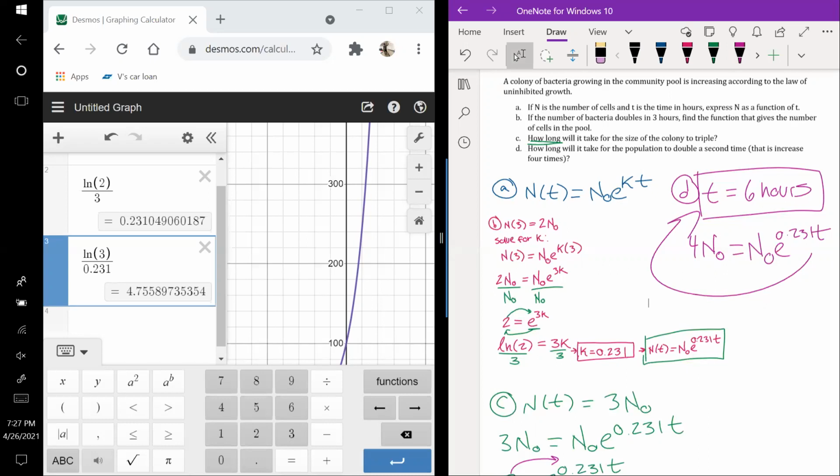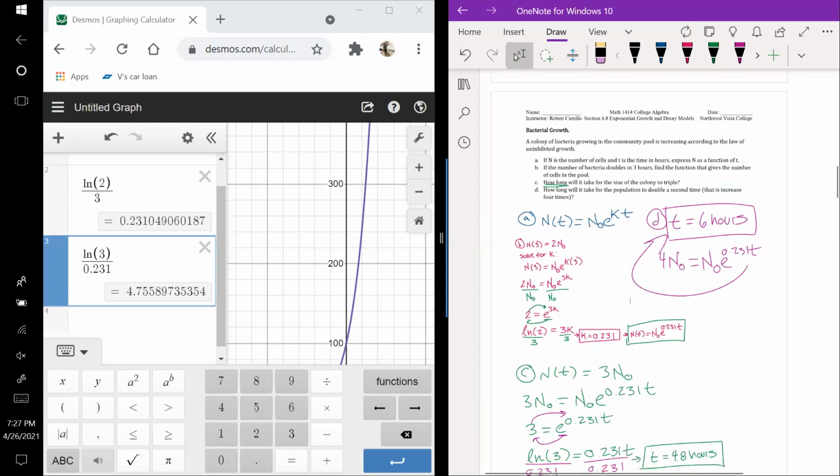All right. Cool. All right, that is uninhibited growth. Is everybody good with that example?